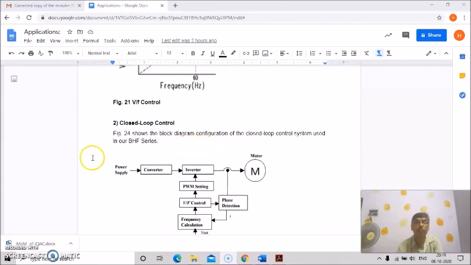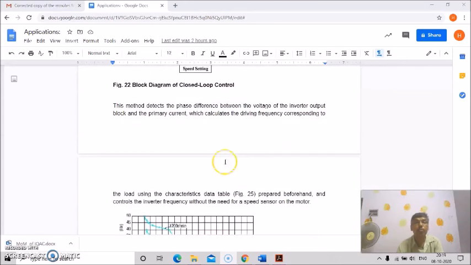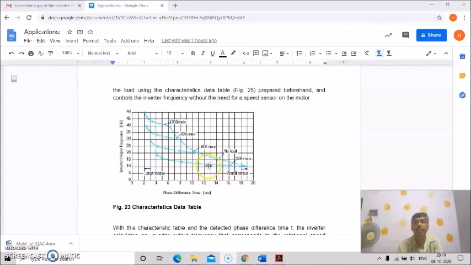And for closed loop control, this is the block diagram of the closed loop control. Again it is the same thing, this is the closed loop phase detection. Everything is the same except this. This method detects the phase difference between the voltage of the inverter output block and the primary current, which calculates the driving frequency corresponding to the load using the characteristics data table. That is shown here. This is the characteristic data table, prepared beforehand, and it controls the inverter frequency without the need for a speed sensor in the rotor.